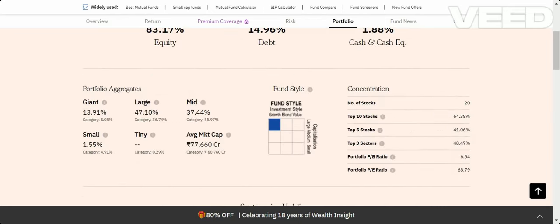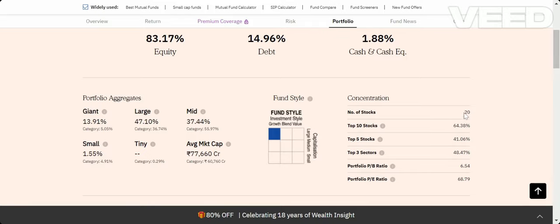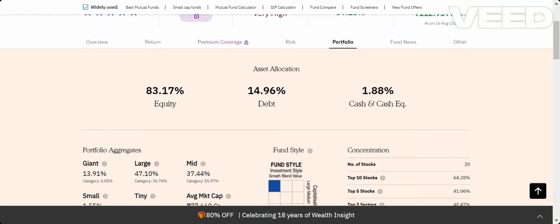So how has the mutual fund constructed its portfolio? It has only 20 stocks in its portfolio, whereas the index has 150 stocks. BSE Midcap has 150 stocks. This portfolio has 20 stocks. So this makes this mutual fund a very high risk mutual fund. So you should only invest into this mutual fund if you are a very high risk investor, a very aggressive investor.